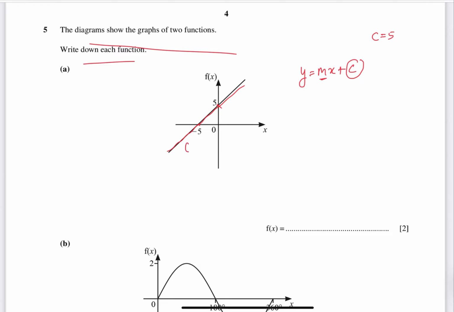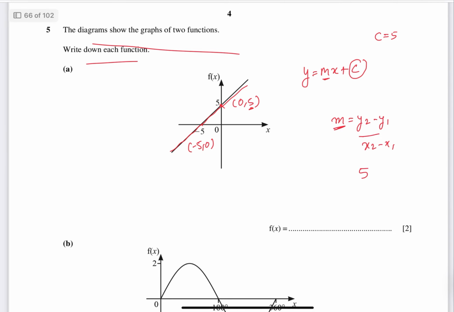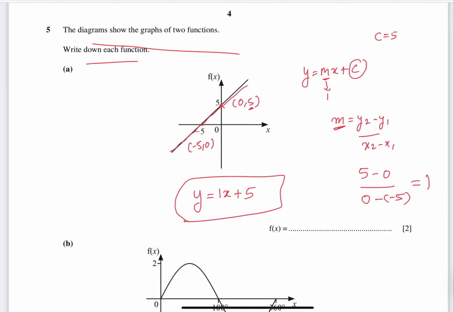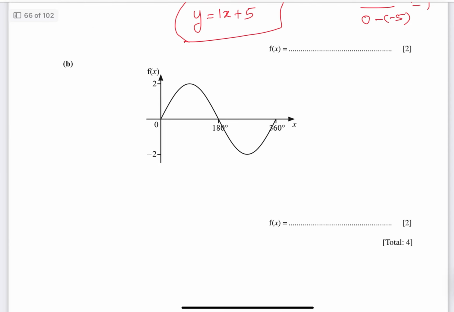For m, this point is negative 5, 0, and this point is 0, 5. We know that m equals y2 minus y1 upon x2 minus x1. m is the slope or gradient. So y2 is 5: 5 minus 0 upon 0 minus negative 5, which gives us 1. So the value of m is also 1. So 1x plus c, where c is 5, so the function is x plus 5. Very good, learners. You got this one also correct. Let's look at this one now.